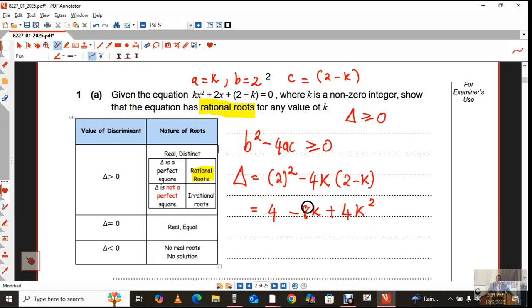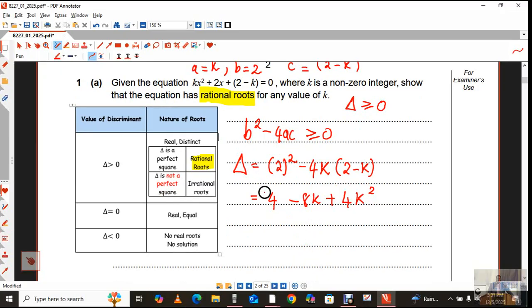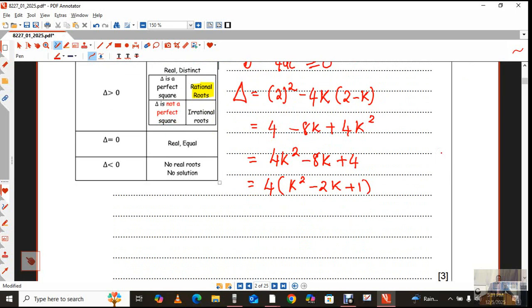4k squared. This here is a perfect square trinomial. Let me rewrite it as 4k squared minus 8k plus 4, and then take out the 4 as a common factor. I have k squared minus 2k plus 1. It should be very familiar at this stage how to factorize that. If you do that, you have 4 times, in brackets, the perfect square trinomial, the quantity k minus 1 all squared.